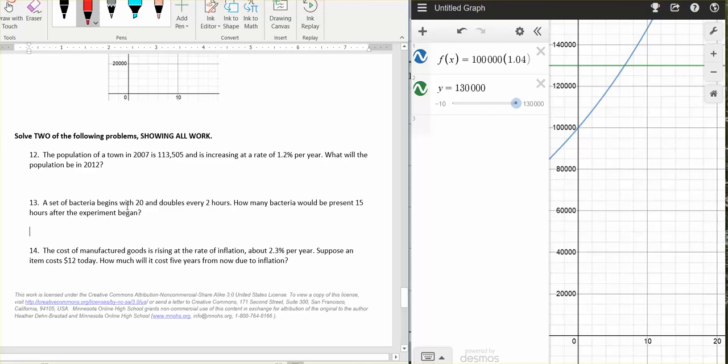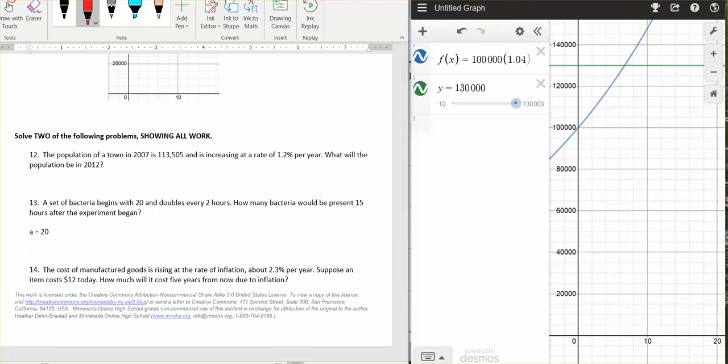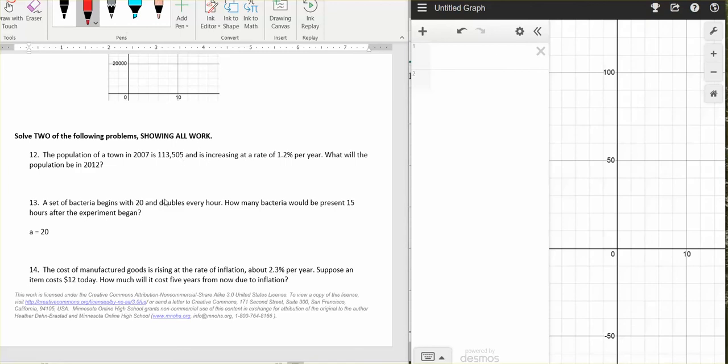A set of bacteria begins with 20, so A is equal to 20, that's our starting value, and it doubles every 2 hours. Well, doubles every 2 hours means we have to figure out the rate from this one. And then it says how many bacteria will be present 15 hours after the experiment began. So in number 13, I'm changing it to doubles every hour, so it's not too complex.